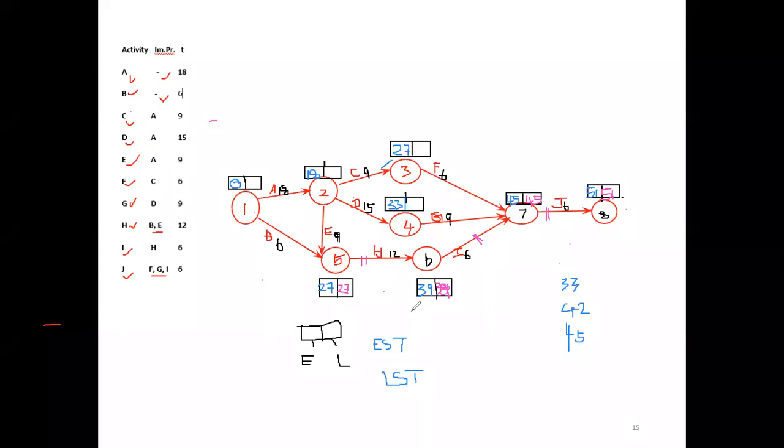Right. Now we come to the fourth one. From where does the fourth come? 7 to 4th, from this event to this event. What is the LST of this event? 45. So this activity is 9. So 45 minus 9, how much? 45 minus 9?